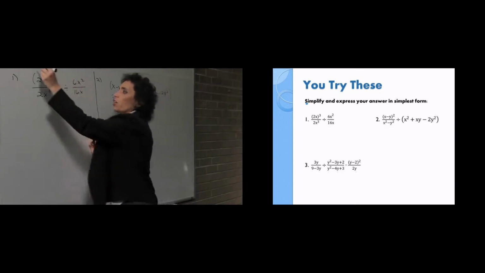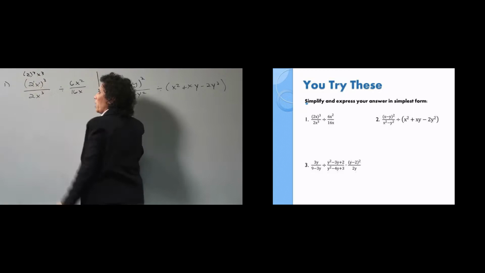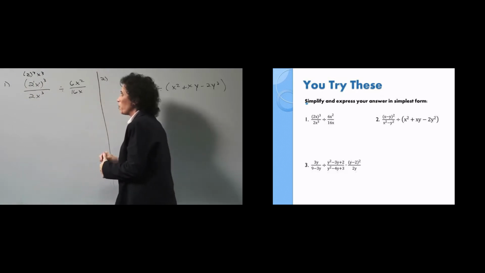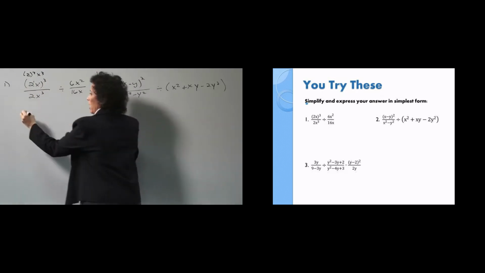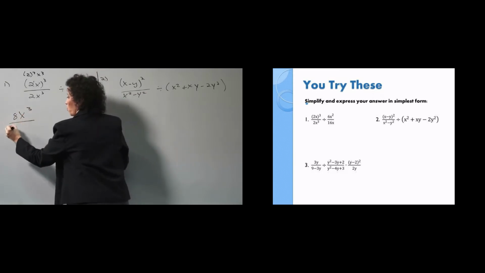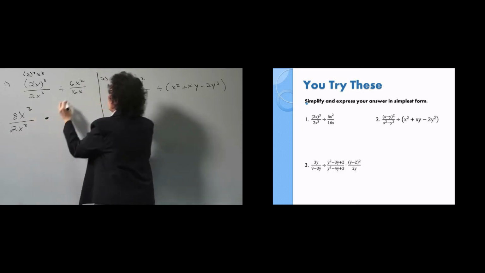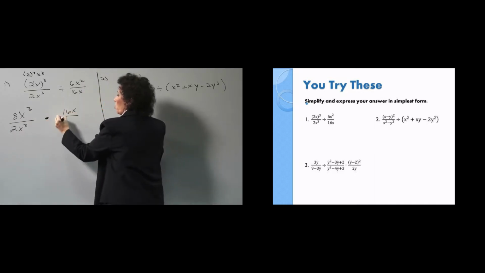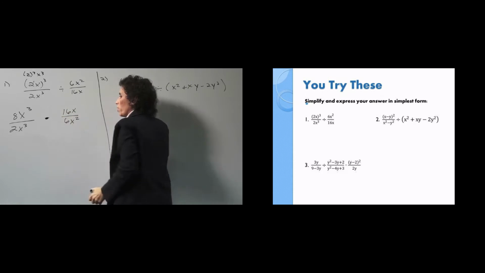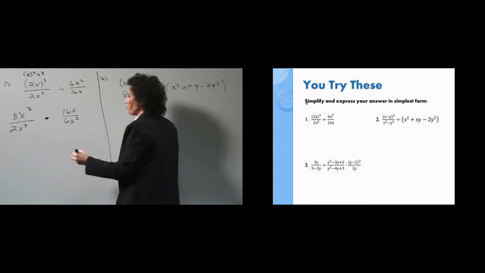So this is 2 cubed x cubed. Remember that whole thing? Come on, power to power. You've been doing it in your homework. I know you remember it. So let's write that in there. 8, that's nice, 8x cubed over 2x cubed times, we're going to flip, times 16x over 6x squared. Okay? Now we're going to reduce. You ready? Here we go.